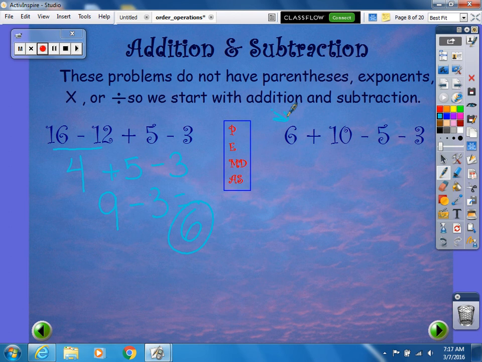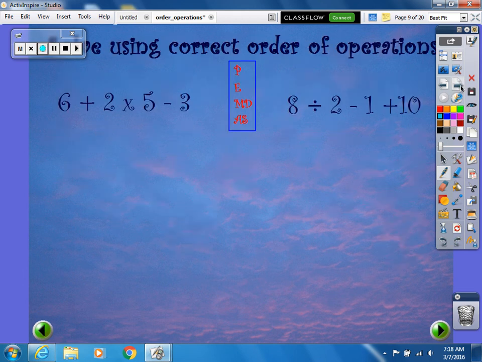All right, so you should have done 6 plus 10 is 16, rewrote your problem. Then starting going left to right, 16 minus 5 is 11, rewrote the rest of your problem. 11 minus 3 is 8. Excellent job, guys. All right, so now here are 2 problems for you to solve on your own. Go ahead and pause the video and you can practice. Hopefully you were able to get 2 problems done, and then we'll be moving into your classwork.